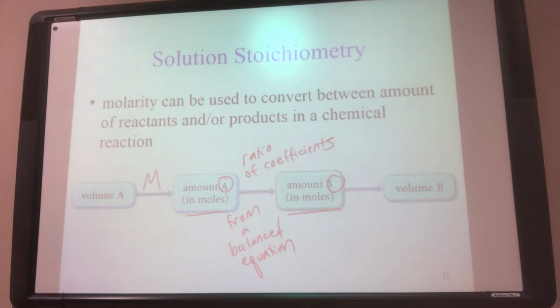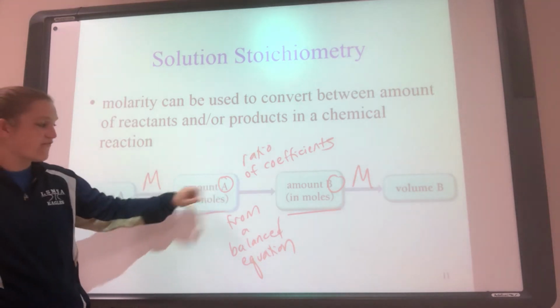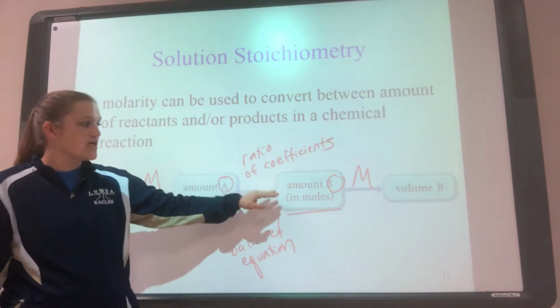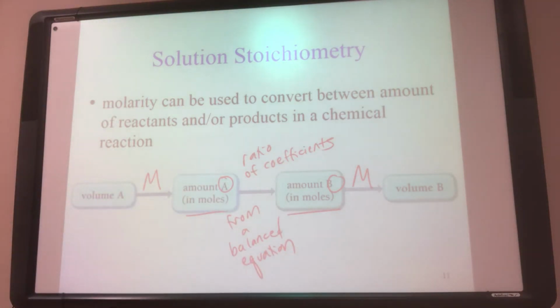So to go from volume to moles, or from moles to volume, I would use the molarity as the conversion. So I'm going to have the volume of one, use my molarity to get to the right units of that one. Then I could go from one to the other, and then use the molarity to get to the volume. All right, so this is kind of just the vision of what we would do. So now let's look at a problem.